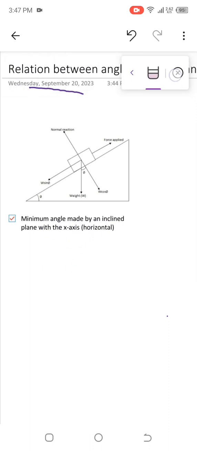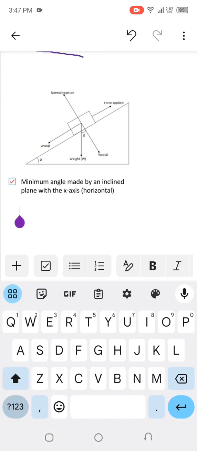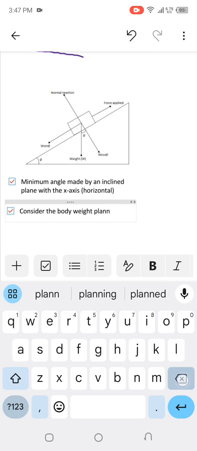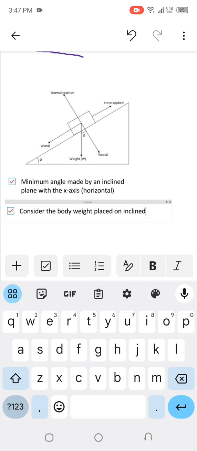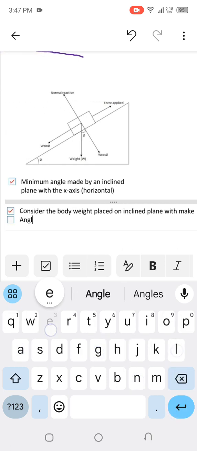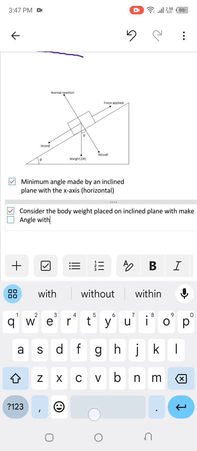Let me write here. First of all, consider the body which has weight, placed on an inclined plane, which makes an angle with the x-axis.